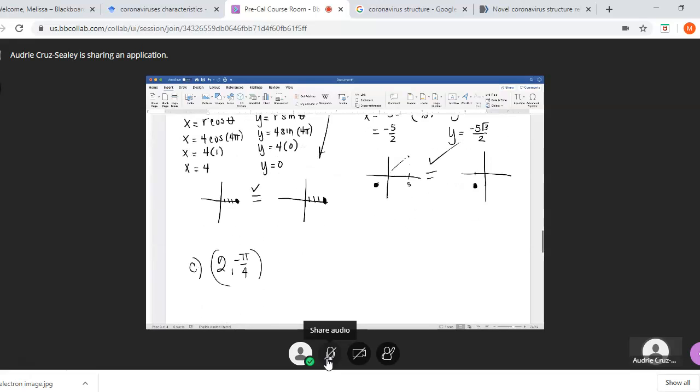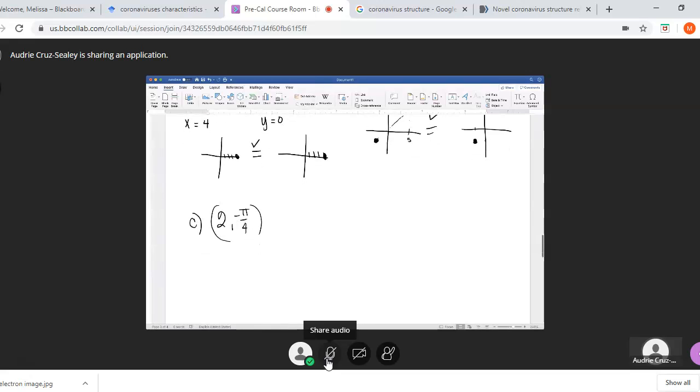All right, we ready for this one? So this is polar. We're going to rectangular. So we have x equals 2 cosine of negative pi over 4. And you should have y equals 2 sine of negative pi over 4. So this gives you what? 2 times square root of 2 over 2. Square root of 2 over 2. Thank you. Which equals just the square root of 2.